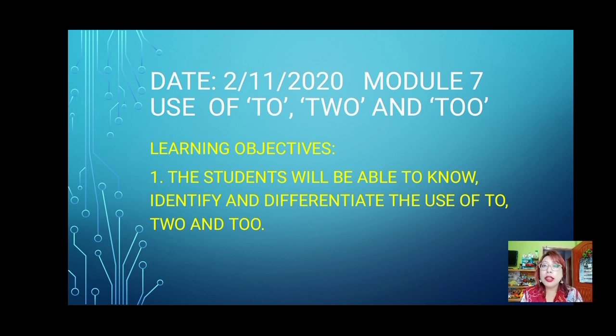So what is our learning objective for today's class? By the end of today's class, you'll be able to identify and differentiate the use of these three words, that is to, too, and two. Many a time when teachers dictate notes or when you write an answer, you often make mistakes with these words. These words having similar sounds are called homophones, but they don't have the same meaning and same spellings. So let's get started, students.